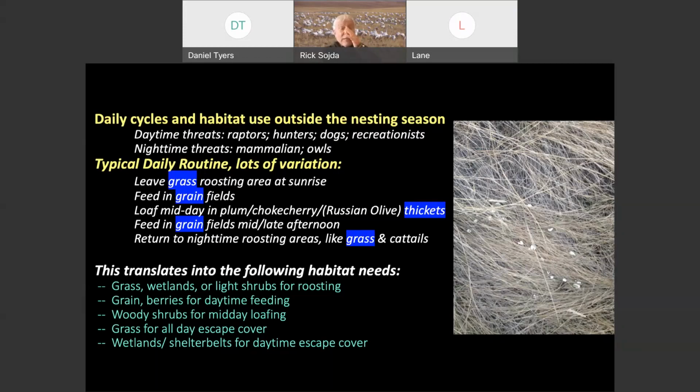and then they return to nighttime roosting areas like grass and cattails, wide, big areas of cover where ground predators like foxes and coyotes have less opportunity to find them, because they have to search wider and wider areas. So basically that idea that they're leaving those grass roosting areas, feeding in the grain, staying in the thickets midday, and then going back to grass in the evening, or sloughs, which is what it says on the bottom there.